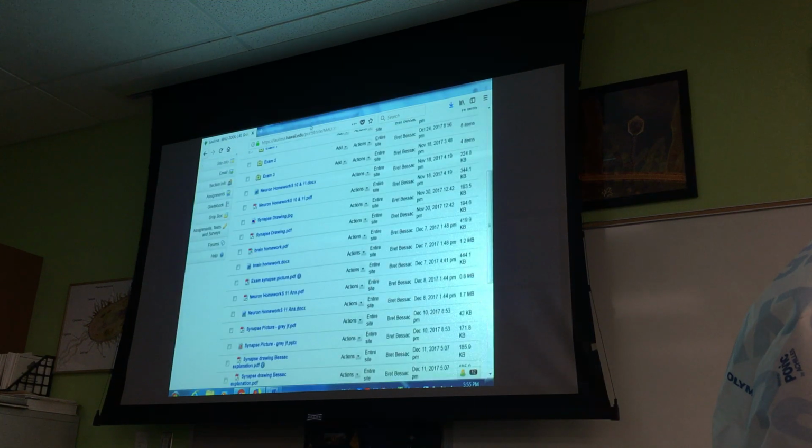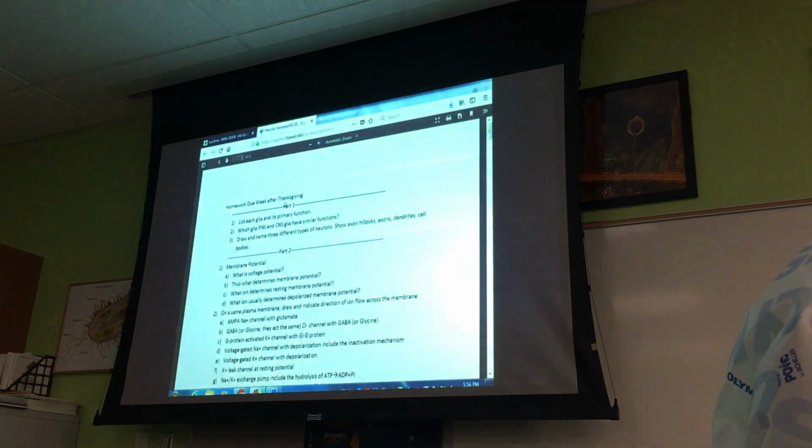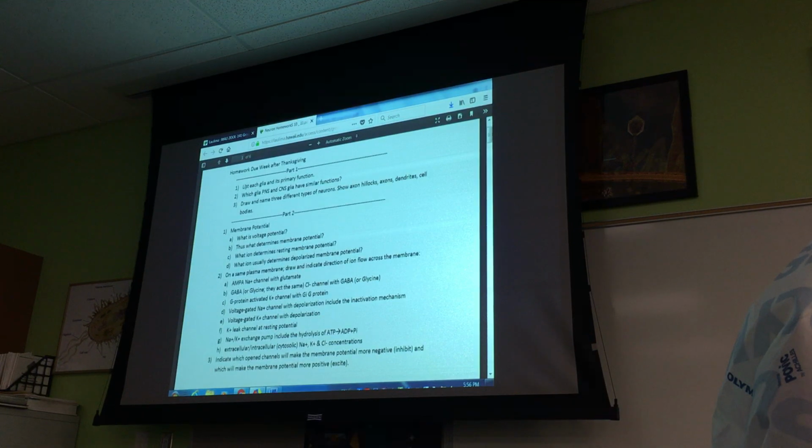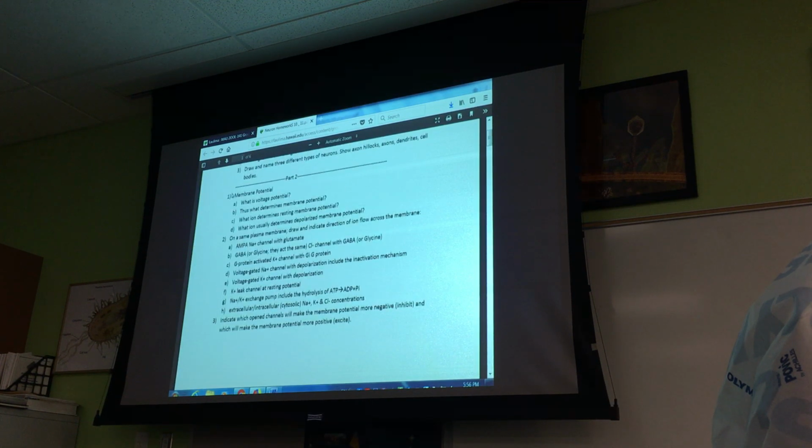Okay, so that's that part of the homework. Now let's go to the first part. Does everybody know their glia? And the axon hillock? Axons, dendrites, cell bodies? How they differ for PNS and CNS? What are the three types? Unipolar, bipolar.